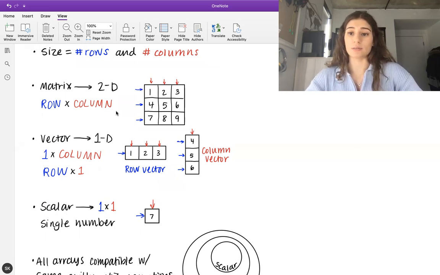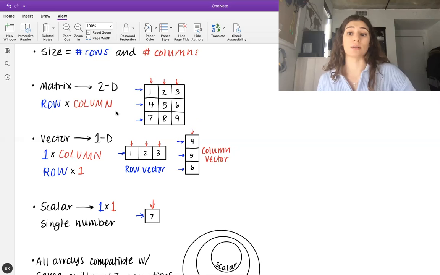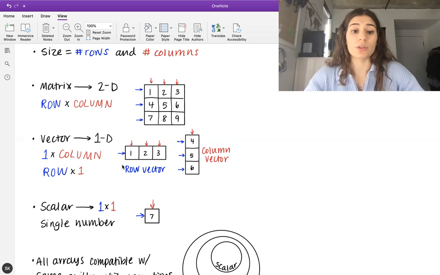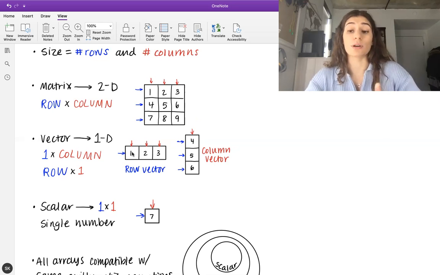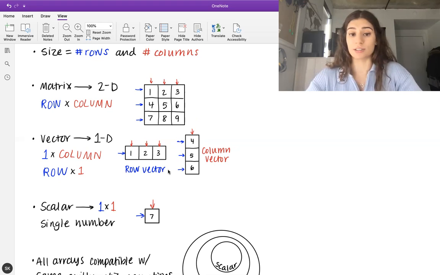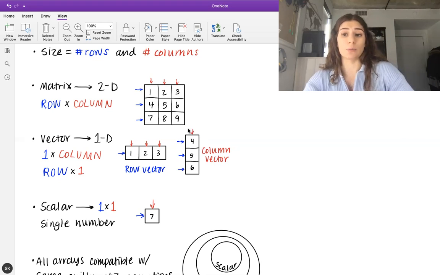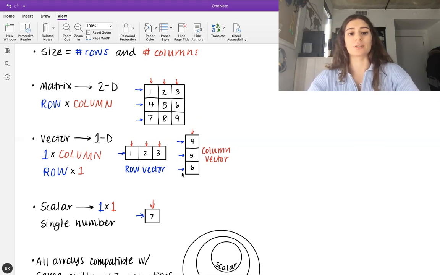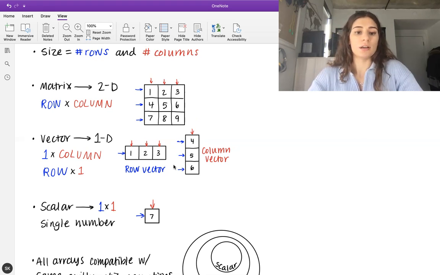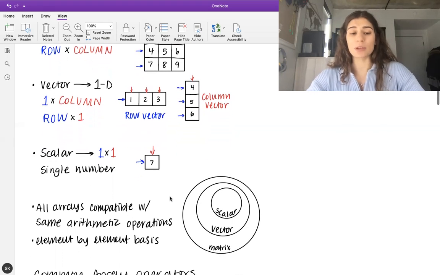A vector is a one-dimensional array. It either has multiple columns and a single row or multiple rows and a single column. One with multiple columns and a single row is known as a row vector. One with a single column and multiple rows is known as a column vector. These are illustrated here. And lastly, we have a scalar.